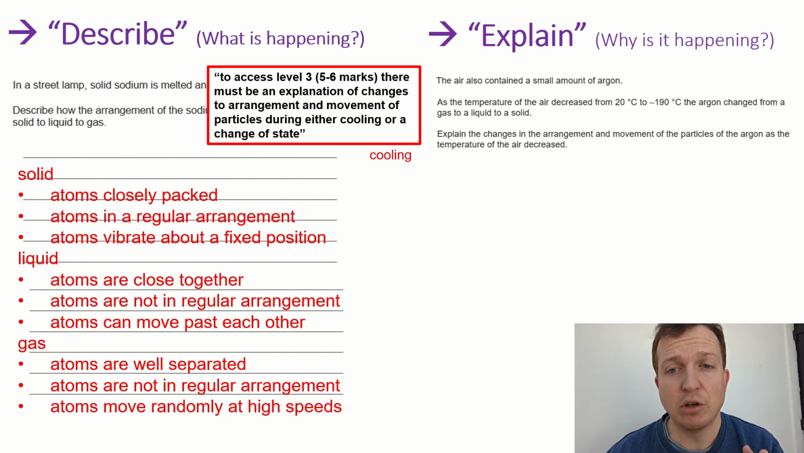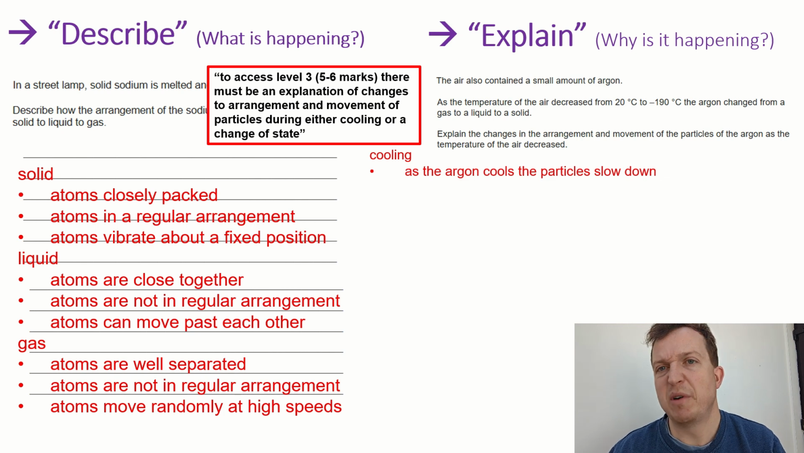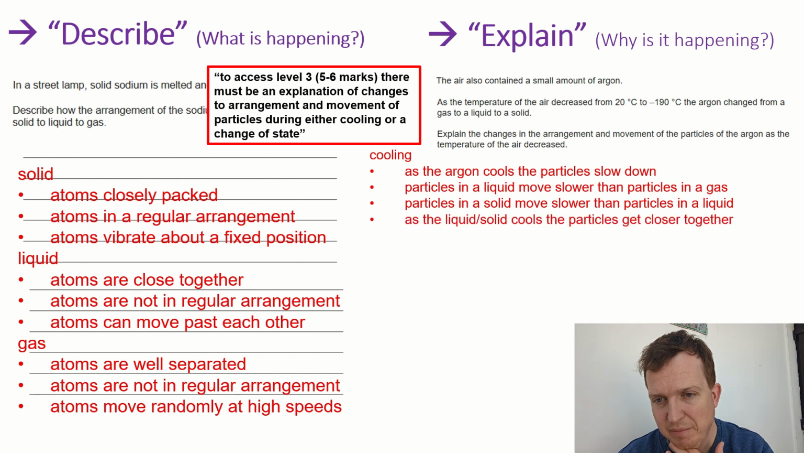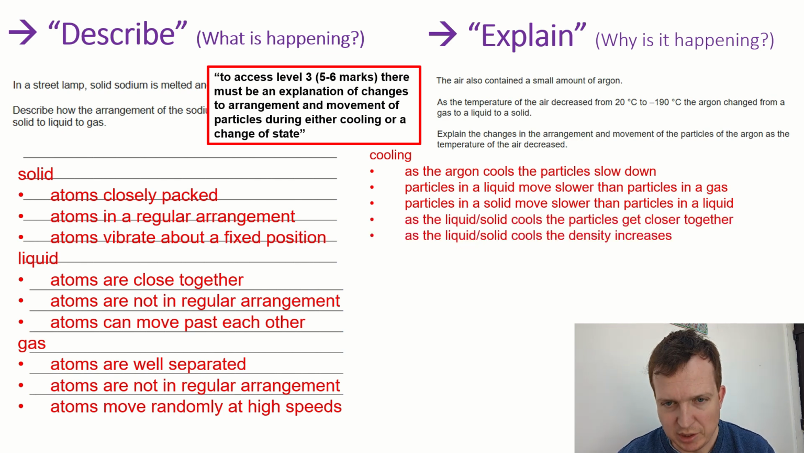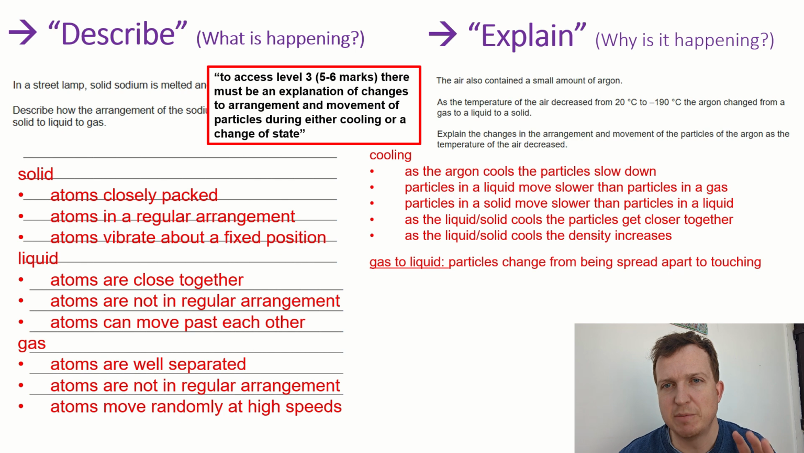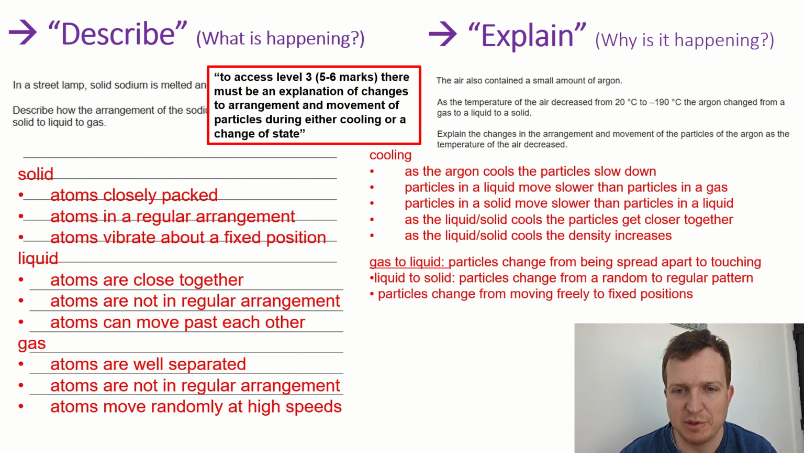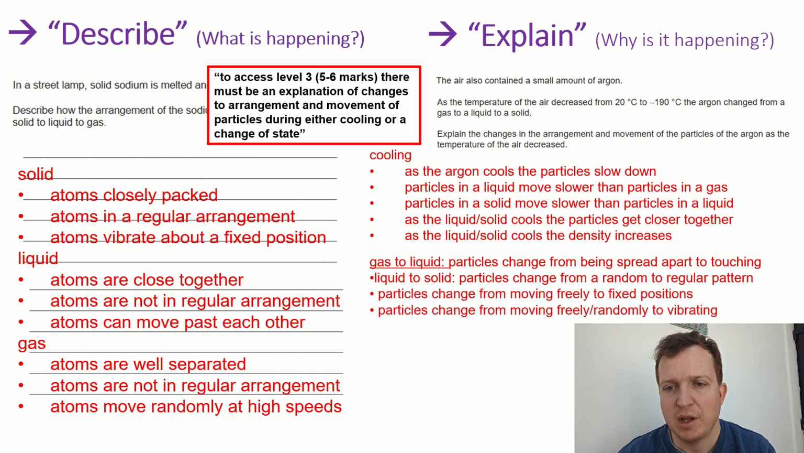So as the argon cools, the particles slow down. The particles in liquid move slower. We could say the particles getting closer together, the density increasing, things like that. We could then talk about the gas to liquid. They go from spread apart to touching. They go from a random pattern to a regular pattern or regular arrangement. They are moving freely. Now they're in fixed positions, etc.